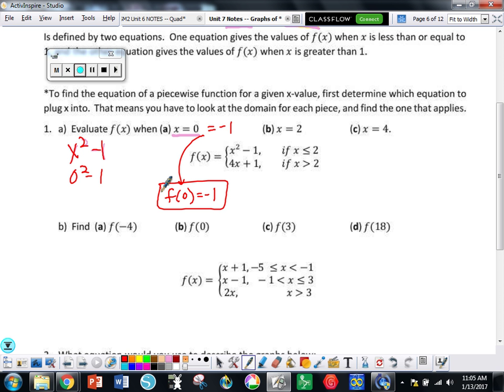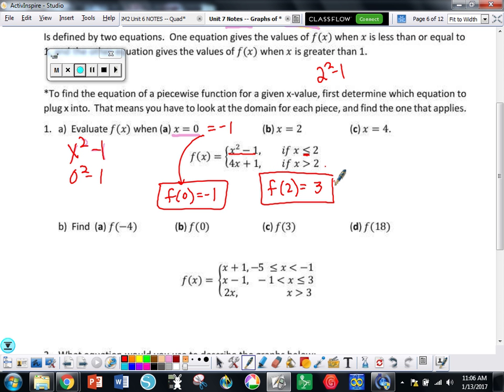Now, what part of the domain is 2? Is it the top equation or is it the bottom equation? Raise your hand if you know. Is x equal to 2 in the top domain or the bottom domain? Lindsay. The top. Why? Yeah, because of the "or equals to." Lindsay gets 2 points. So because of the "or equals to," I'm going to take this and plug it into the top equation. So f of 2 would equal what? 2 squared minus 1 is 3.